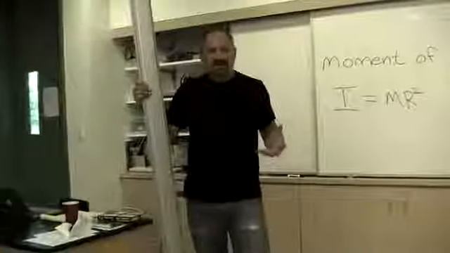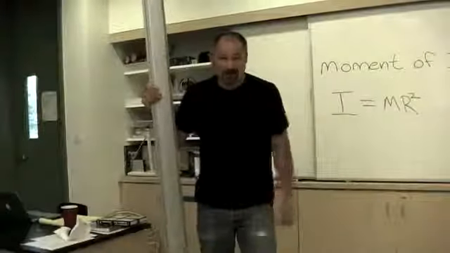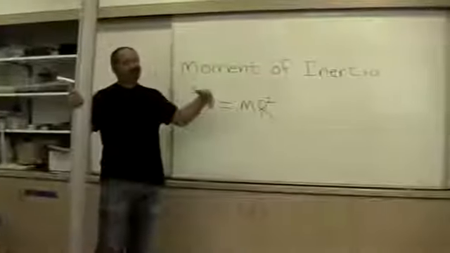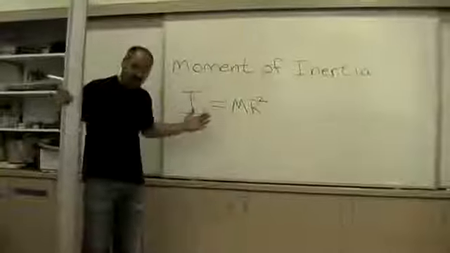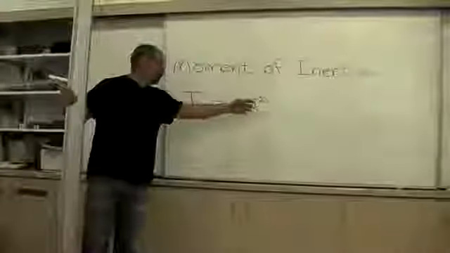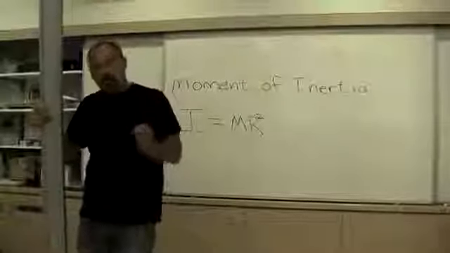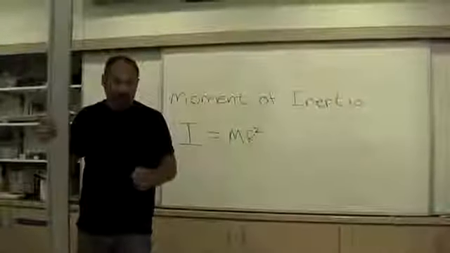What is moment of inertia? Well, you've all seen the formula. It's equal to the mass times the distance the mass is from the rotation axis squared. But what is it? Well, it's the inertia for rotation.